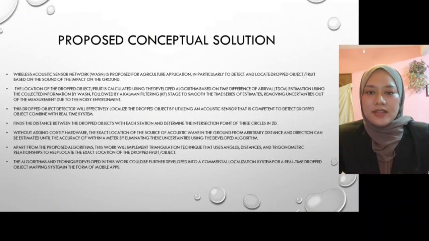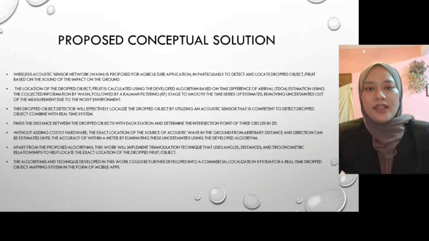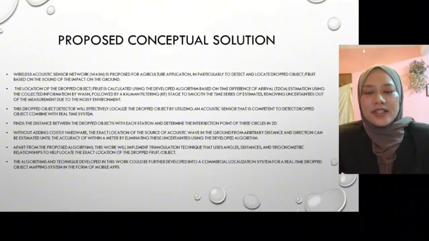This dropped object detector will effectively localize the dropped object by utilizing an acoustic sensor that is competent to detect dropped objects combined with the real-time system. The whole system will be working based on the time difference of arrival, TDOA, based on a direct method. The location of the dropped object will be determined based on the simultaneous time of arrival, TOA, or three-stage range measurement. In other words, it finds the distance between the dropped object and the station, and determines the intersection point of three circles in 2D.